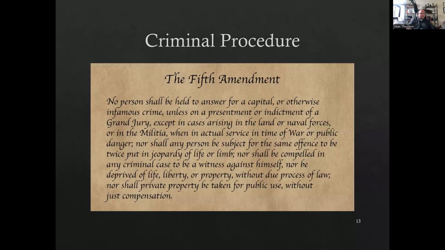So that is where that comes into play. You don't have to be a witness against yourself, or be deprived of life, liberty, or property without due process of law. Nor shall private property be taken for public use without just compensation. That is the eminent domain clause. If the government claims eminent domain over property, they have to have just cause for why they're doing it, and they have to pay just compensation.